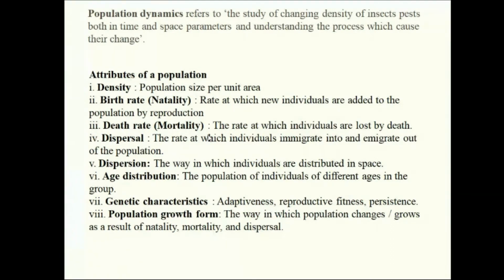Now coming to some terminologies. What are those? First is density. What is density? Distribution of population by unit area, by volume or whatever area you are taking. Then birth rate. What is birth rate? Number of individuals born per unit area. Individuals are added. Suppose 50 are there. In the next month, some will be added. That is the birth rate.